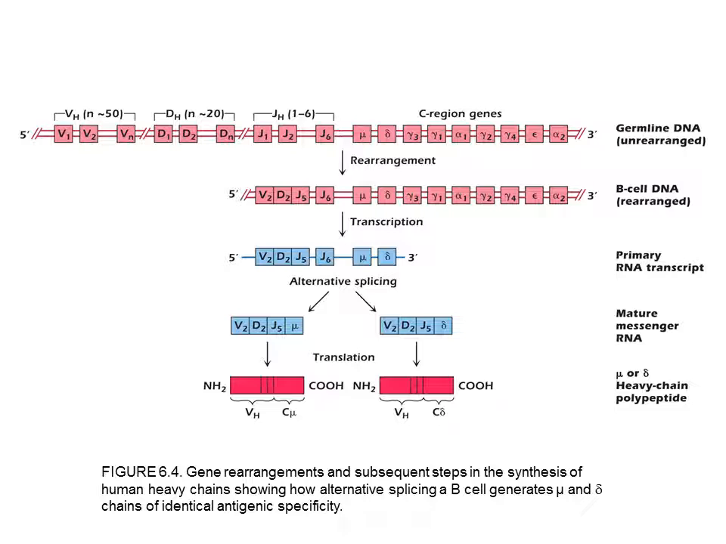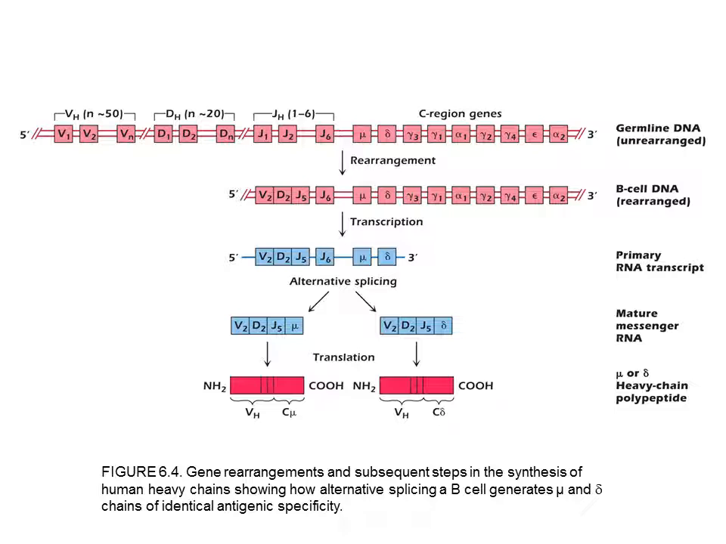Now, this is another figure over here that you will see that has a gene rearrangement and subsequent steps in the synthesis of human heavy chains. And you will again see pretty much the same sequence. The only difference is that now you're talking about a heavy chain. It could be a micro or it could be epsilon.